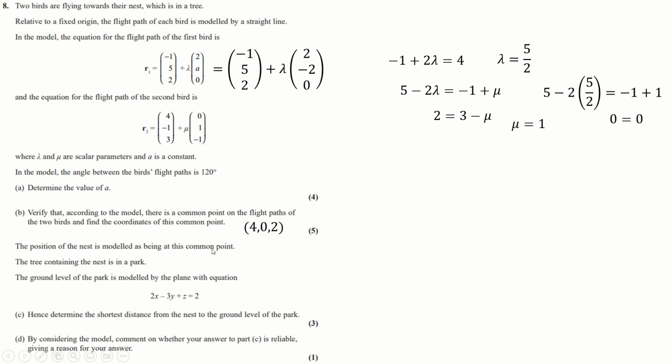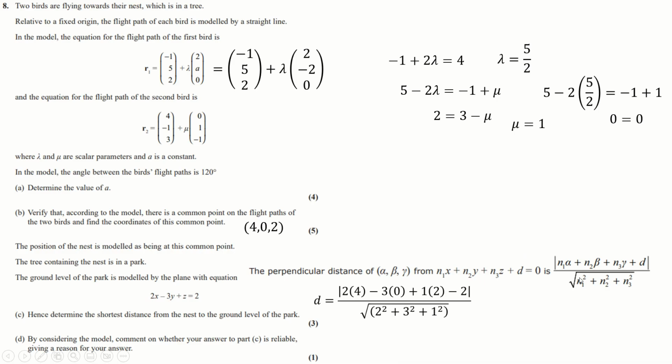Their position is modeled as being a common point, which is this point here, and we've got a plane which is modeling the ground. What's the shortest distance from the point to the plane? Well, this is just a formula in the book. We have the plane in this form, which is good. We have a point, so let's just shove those values into there. We get this, and then we get this, and that will be the distance.